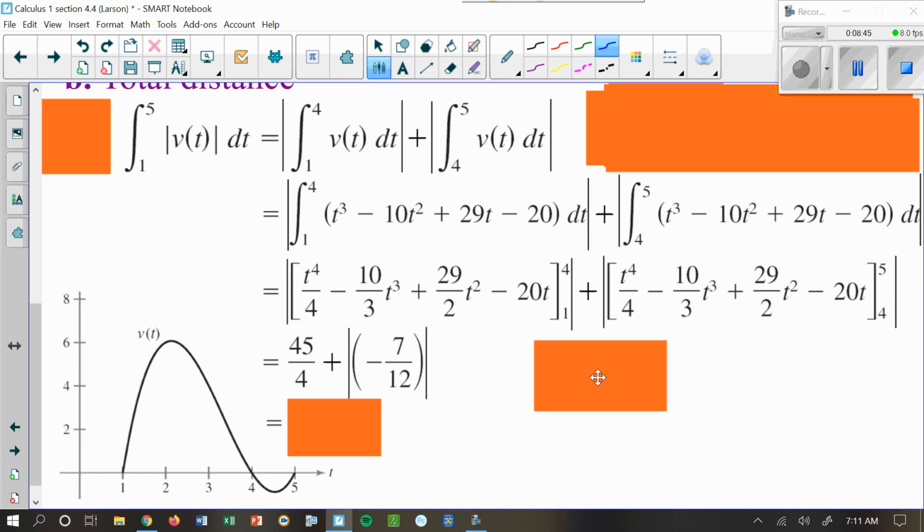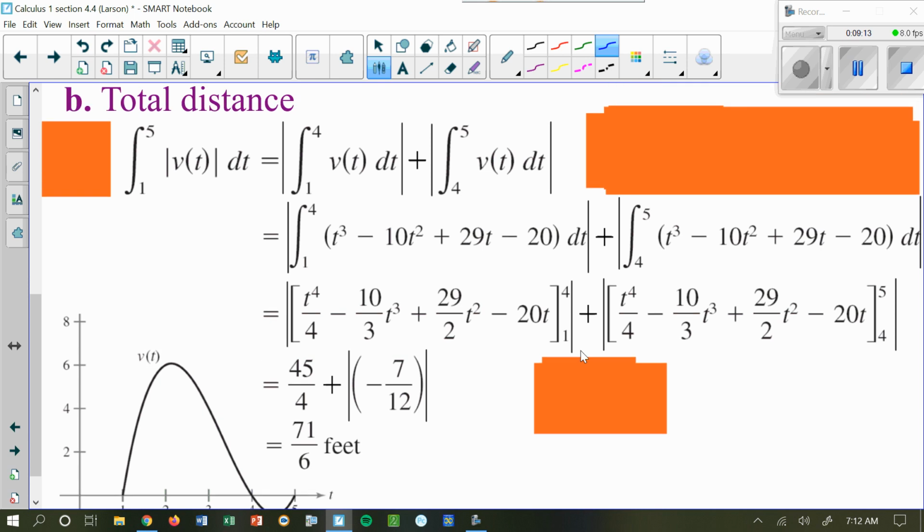Now in this case, your first one here was a positive number, so your absolute value didn't do anything. When you evaluate the second one, it's a negative number, so your absolute value is going to do something, and it's going to make it then 45 over 4 plus a positive 7 over 12. So we get 71 over 6 feet for your total distance traveled.